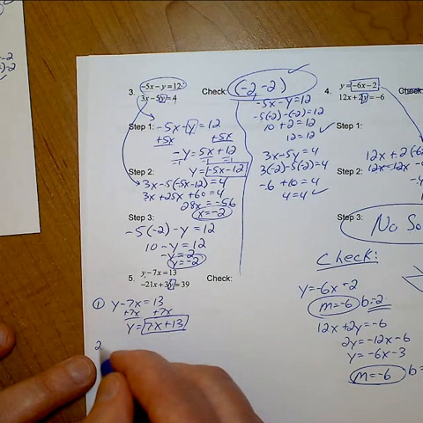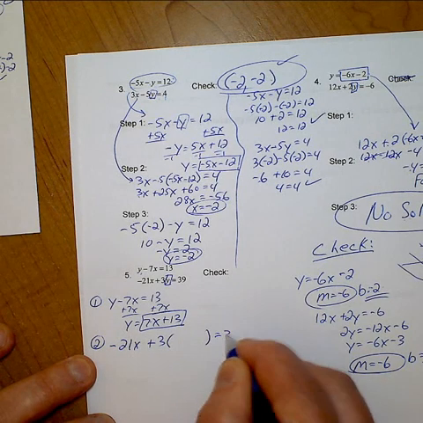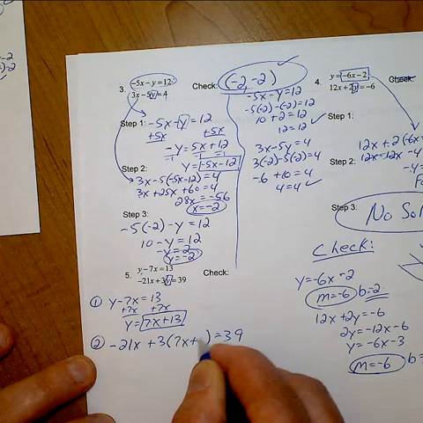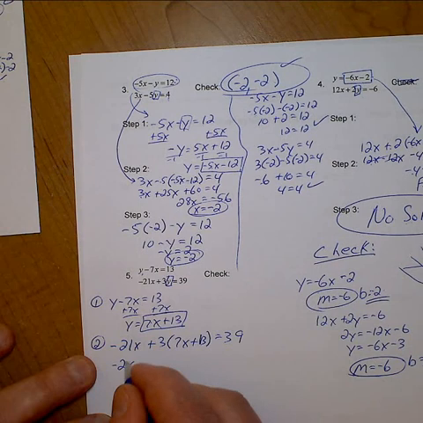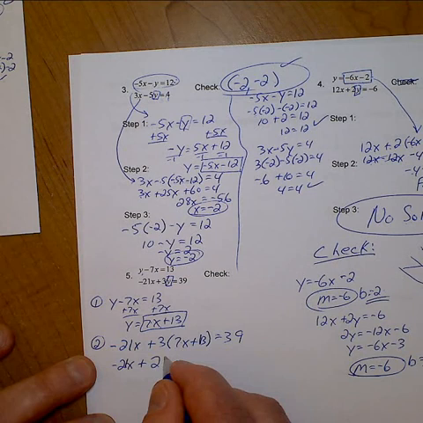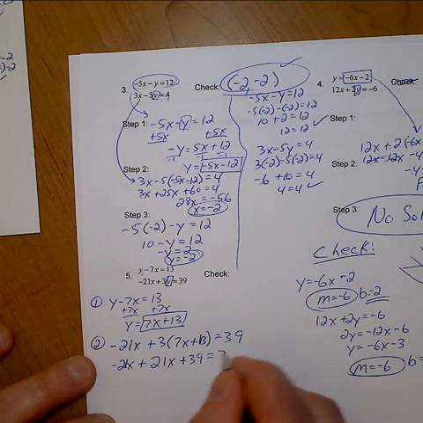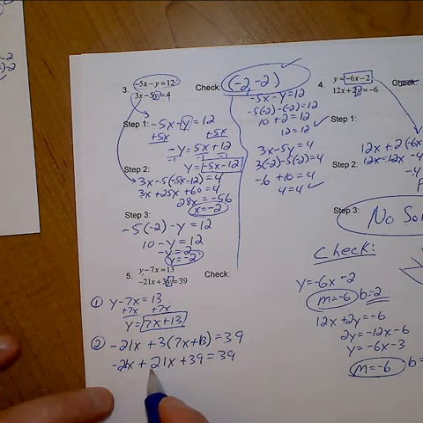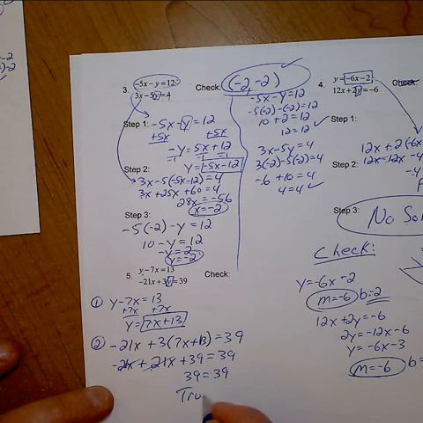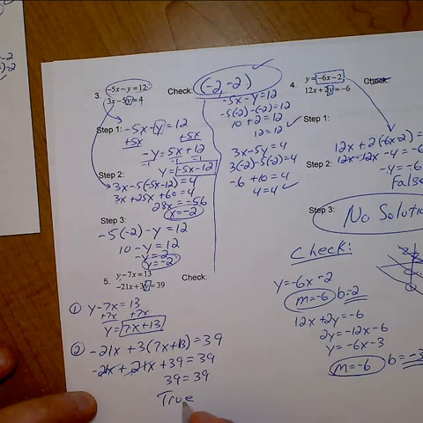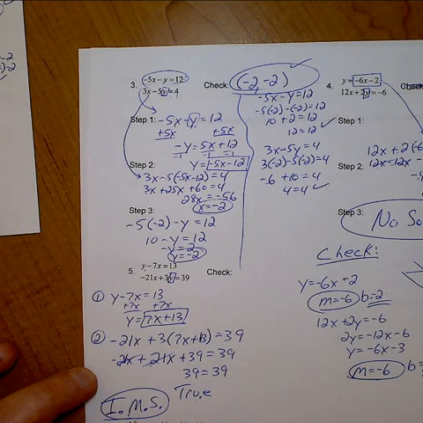So step 2, I'm going to substitute negative 21x plus 3 times y equals 39. But what is that y? It's 7x plus 13. So we get negative 21x plus 3 times 7x is 21x. 3 times 13 is a positive 39, and it equals 39. So negative 21x plus a positive 21x, well, that just goes away. That's 0. I'm left with 39 equals 39. Well, that's a true statement. It's not false like it was up here. So when we have a true statement, what that means is infinitely many solutions. And we can abbreviate it like that. Infinitely many solutions. True.